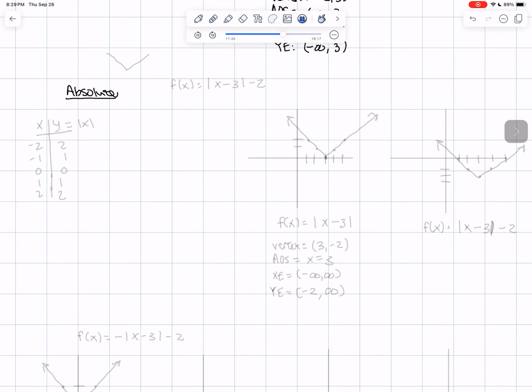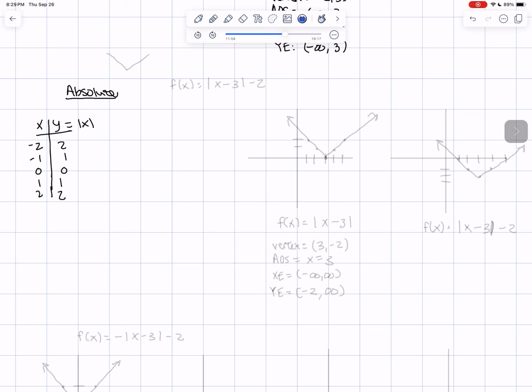Absolute. So let me graph or draw out my X and Y. We can use the same points. And then what I'm going to do is show that the absolute value of any number is the positive result. So the negative will turn positive, and the other ones will be the same.